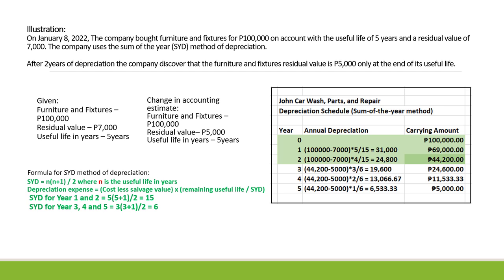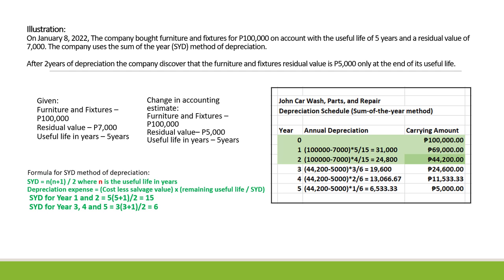SYD equals n times n plus 1 divided by 2, where n is the useful life in years. Depreciation expense equals cost less salvage value times remaining useful life divided by SYD. SYD for year 1 and year 2 equals 5 times 5 plus 1 divided by 2 equals 15.